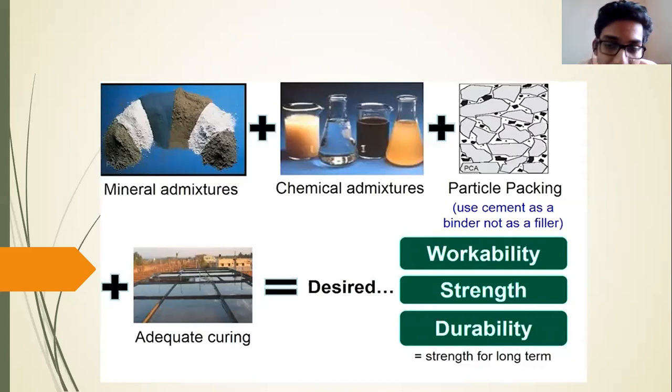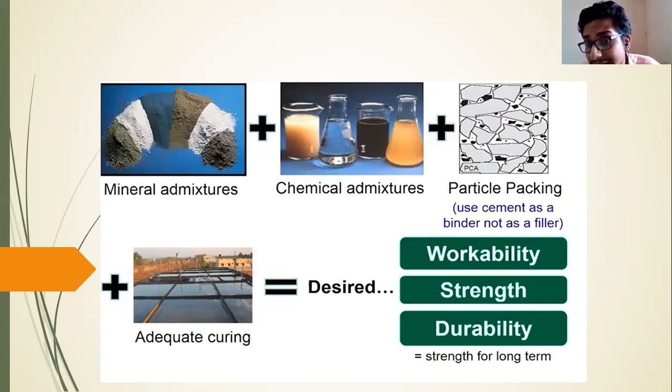And one more point to notice here is we have to use the cement as a binder, not as a filler. That blue color, you can see the mouse pointing. We have to use the cement as a binder, not as a filler. Why am I saying this? Because most people used to say that if you need a high strength concrete, use more cement. If the cement is more, the strength will be more. No, it is not always the correct thing to do.